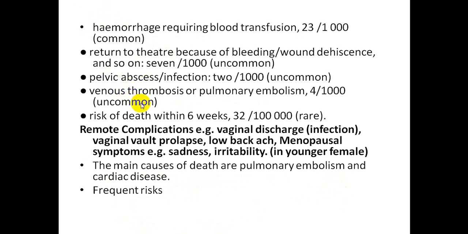Pelvic abscess, venous thrombosis, risk of death within 6 weeks. Remote complications include vaginal discharge, infection, or vaginal vault prolapse after hysterectomy, and surgical menopause symptoms, sadness, and irritability in younger females. The main causes of death are pulmonary embolism and cardiac disease.